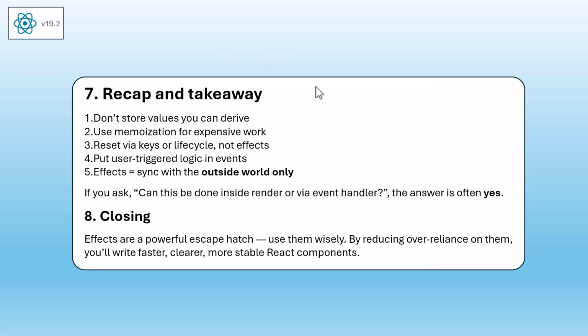7. Recap and takeaway. To summarize, if you can compute something during rendering, don't introduce an effect. If you have an expensive calculation, prefer memoization inside render logic rather than an effect that updates state. If you need to reset state because a prop changes, consider component identity, a key, or compute during render, rather than using an effect. Use event handlers for logic triggered by user actions, not effects that watch state to decide when to run. Effects are appropriate when you synchronize with something outside React. By following these guidelines, you can keep your components cleaner, your render logic more direct, and your application more performant.